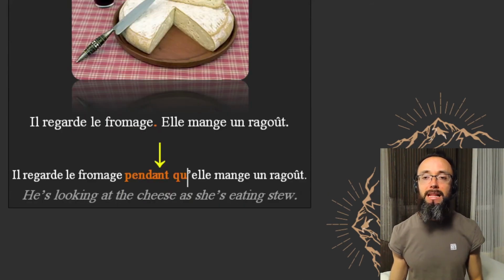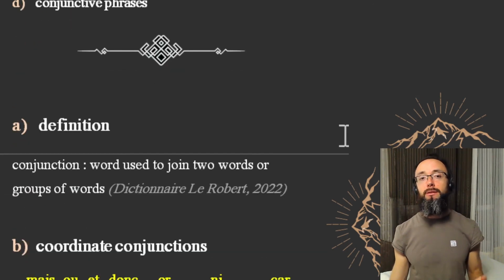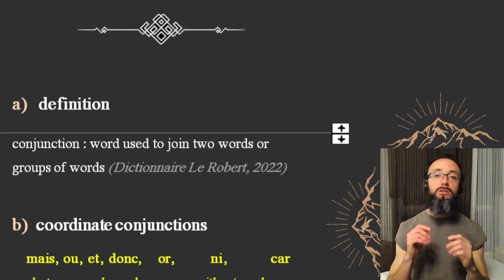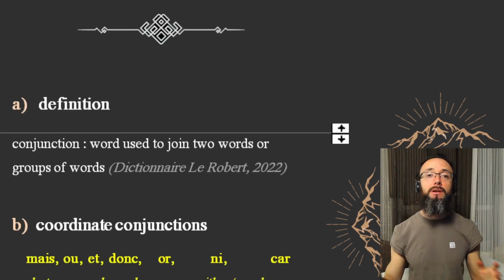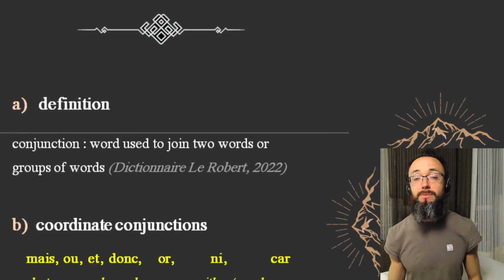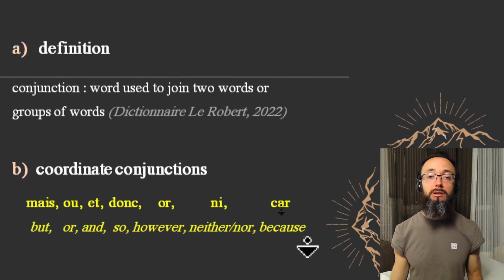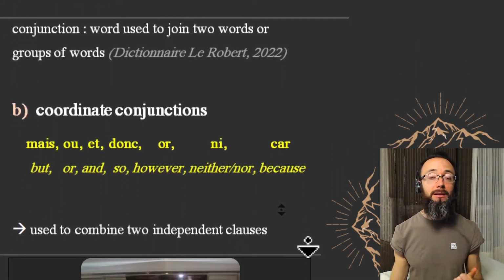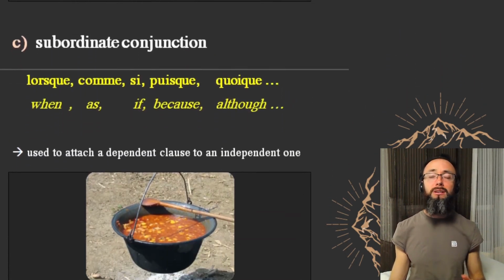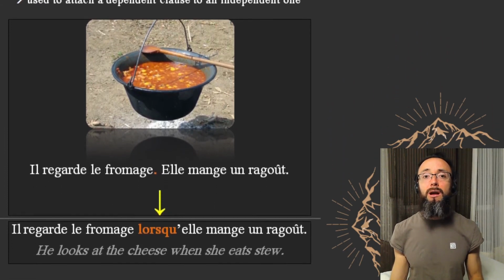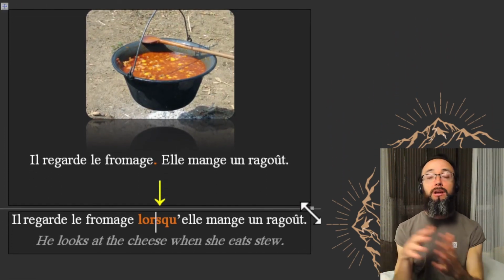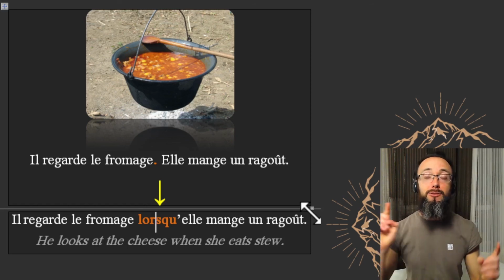Alright? Let's sum it up. We learned today that a conjunction is a word used to join two words or groups of words. And sometimes you also have what is called a conjunctive phrase. In that case, it's more than one word. We learned that a coordinate conjunction binds two independent clauses, unlike the subordinate conjunction. In that case, one clause depends on the other, and a subordinate conjunction. This is what we're using here.